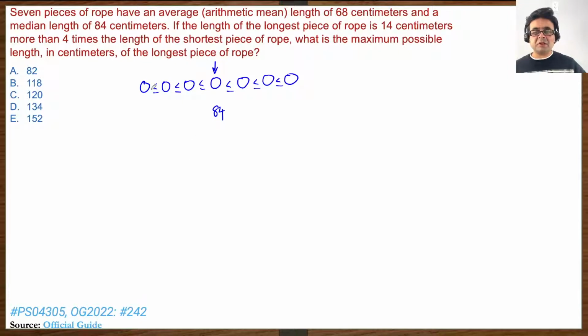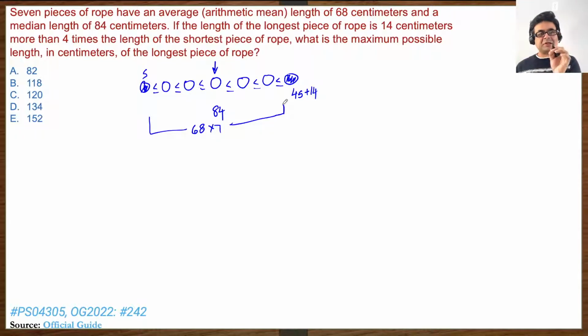I am given that this value is, let's call it small s, and if I know that small s, I know this big S is 4 times the small s plus 14. So there is a constraint on the maximum value, and that constraint is driven by my smallest value. And finally, I am given the average is 68, which means the sum is 68 multiplied by 7, right?